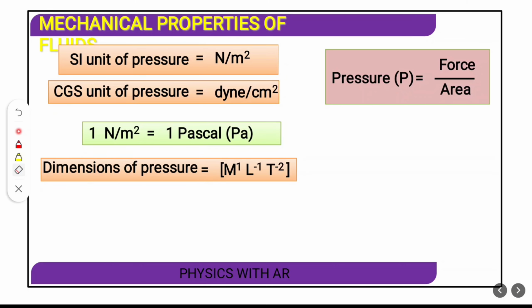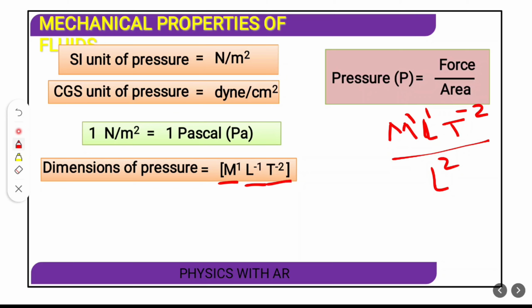The dimensions of pressure are M power 1, L power minus 1, T power minus 2. If you know the dimension formulas for force and area, for force the dimension formula is M power 1, L power 1, T power minus 2, and for area it is L square. If the L square moves upwards, we get M power 1, L power minus 1, T power minus 2.